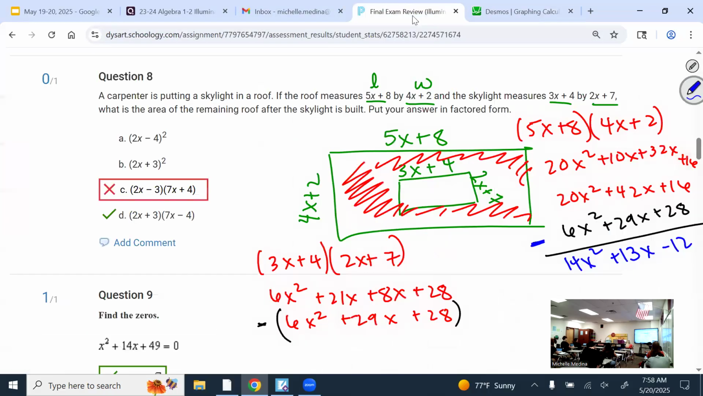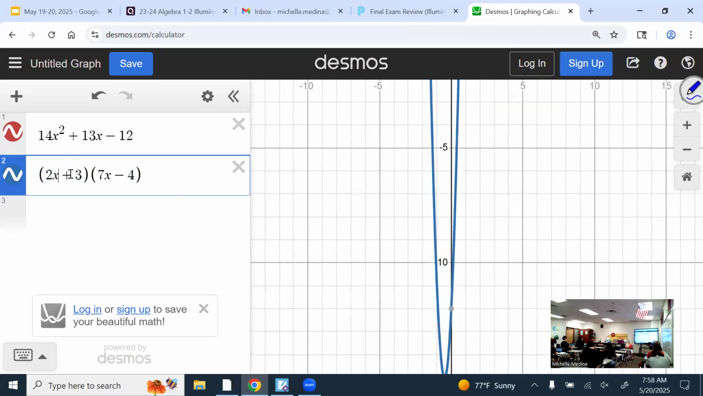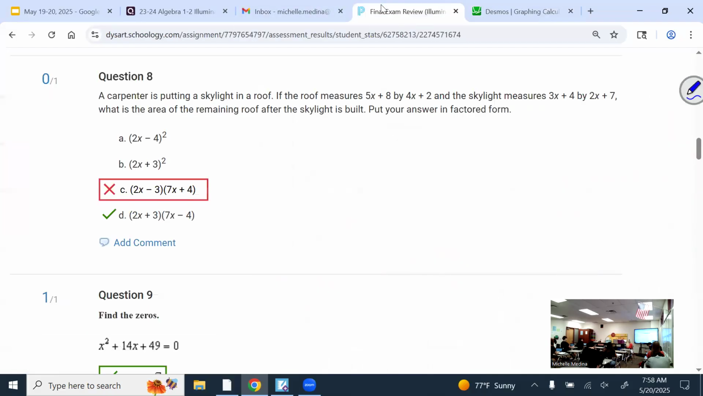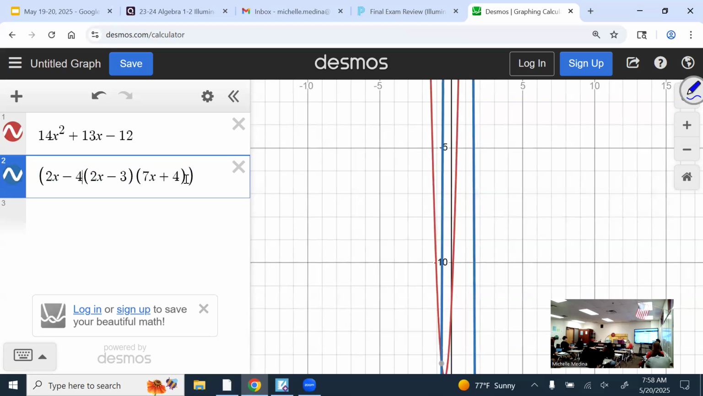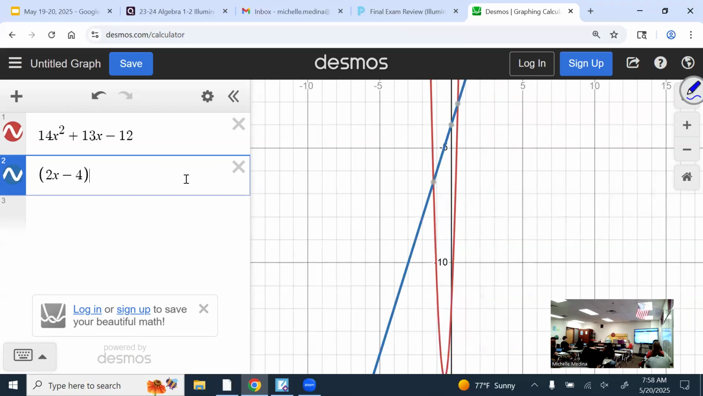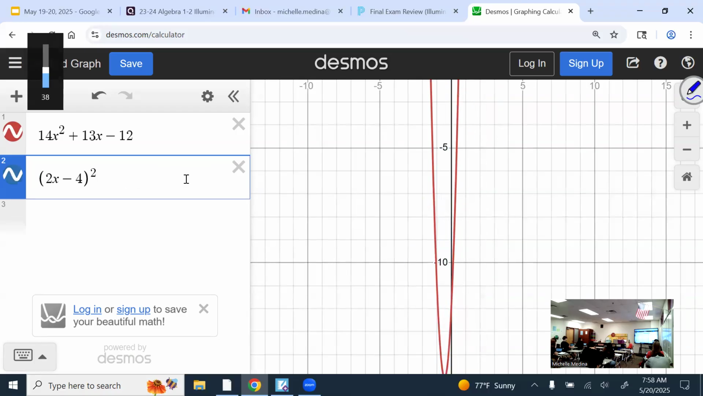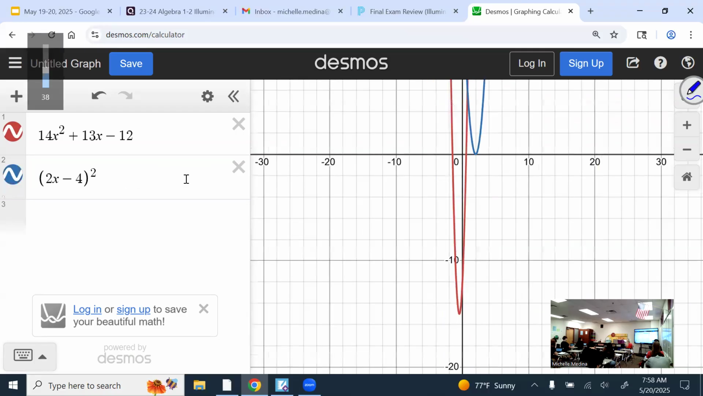If I put the answer that you put, the 2x minus 3, 7x plus 4, it's close, but it's not overlapping it. And then I'm sure the other ones don't cover it either. So like 2x minus 4 squared. Right, I don't even see it close.